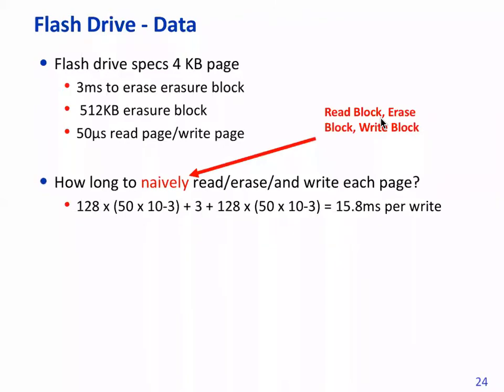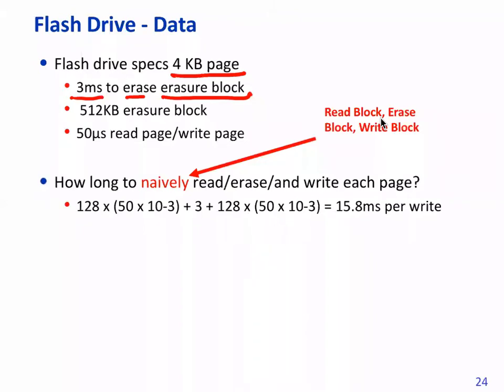So now here you can look at the data, how much time it will take. Flash drive has 4 KB pages, 3 milliseconds to erase a block. Erasure block is actually the one which is to be erased and rewritten.